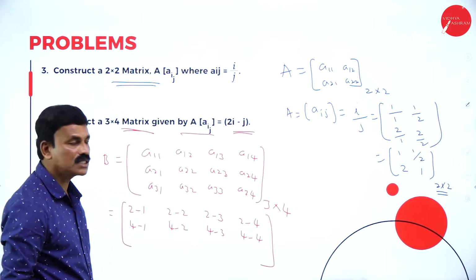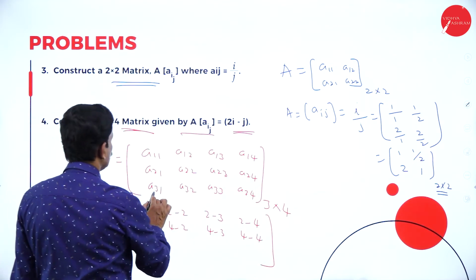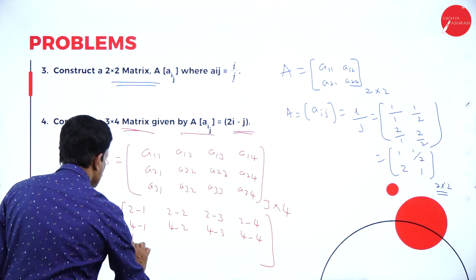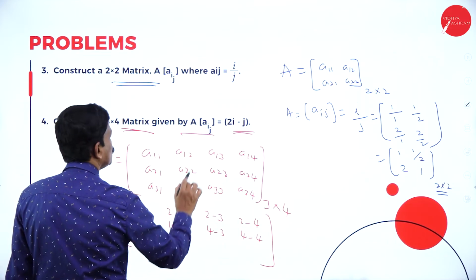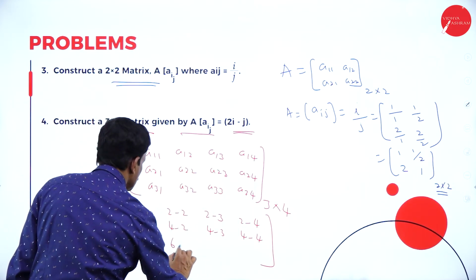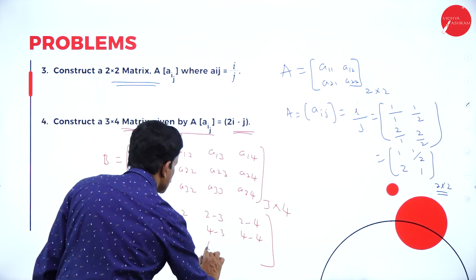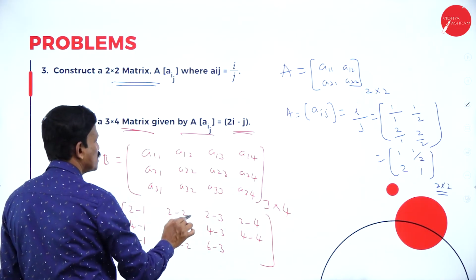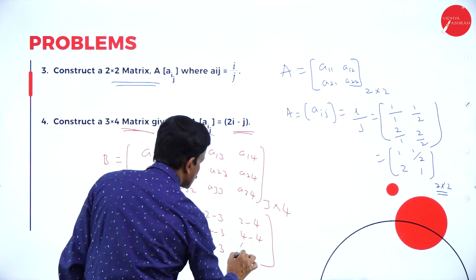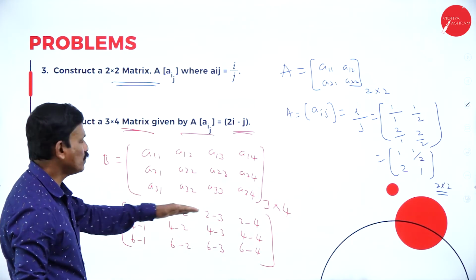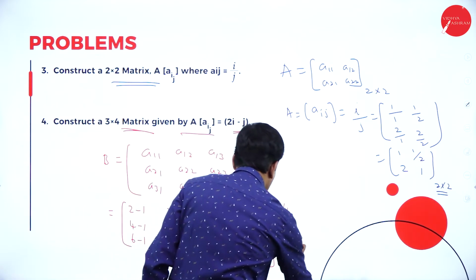Now let us come to the third row. What is the third row? It contains A31, A32, A33, A34. So 3 into 2 is 6 minus 1, again 6 minus 2, again 6 minus 3, and the last element 6 minus 4. What is the given condition? 2i minus j. So 2i minus j are in the form of this matrix.